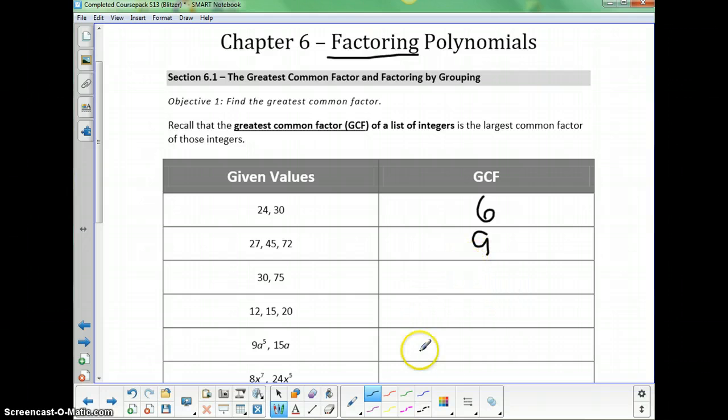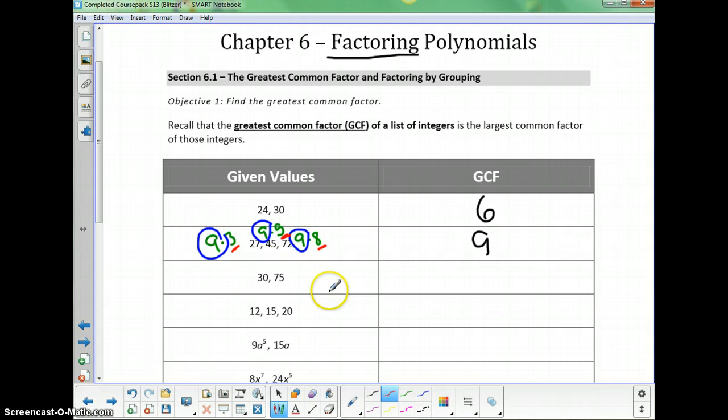Now let's test that. How do I know that it's 9? Well, I know that 27 is 9 times 3. I know that 45 is 9 times 5. And I know that 72 is 9 times 8. Alright? So what I'm saying here is that 9 is in common. 9 goes into all of these values. And it's the greatest common factor because the leftover pieces don't have anything in common. There's no number that goes into 3, 5, and 8. That is one way of proving that 9 is the greatest common factor.